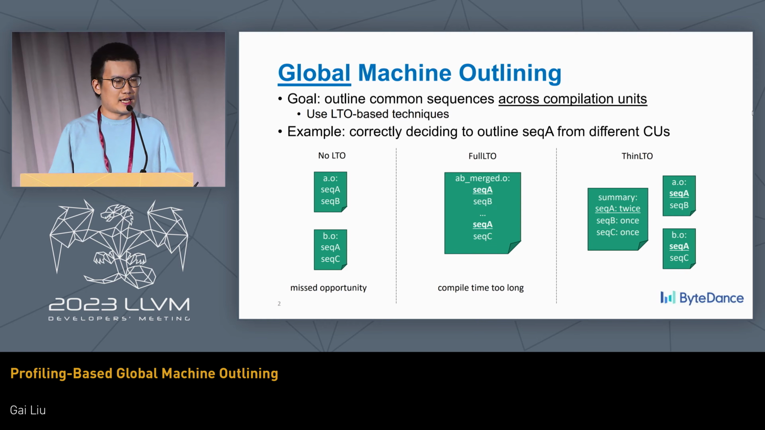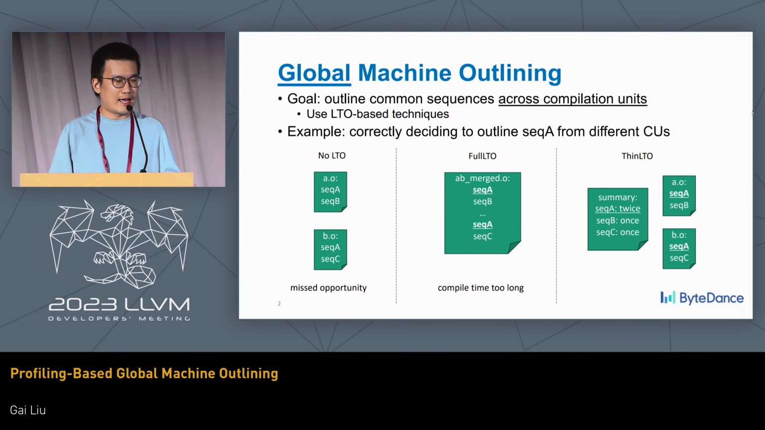The recent effort has been focusing on trying to make the machine outliner global, because in the traditional compiler flow, we work on one file at a time, so one compilation at a time. Without LTO, we can only get a very small amount of benefit. I'd like to illustrate the point with an example.